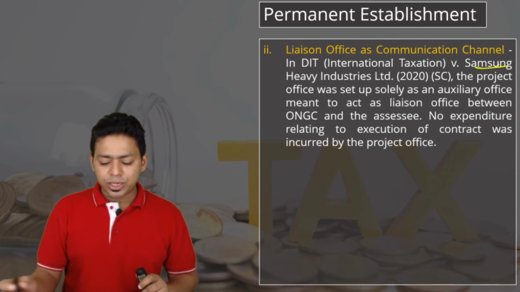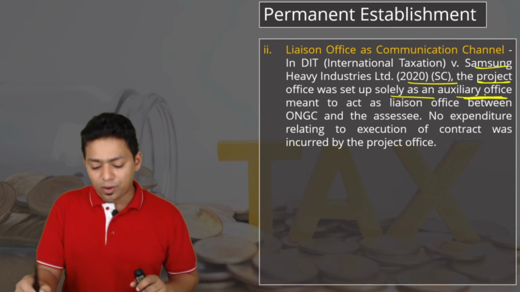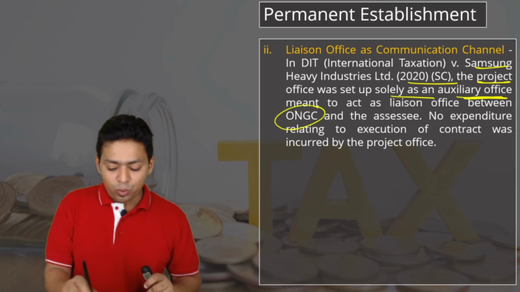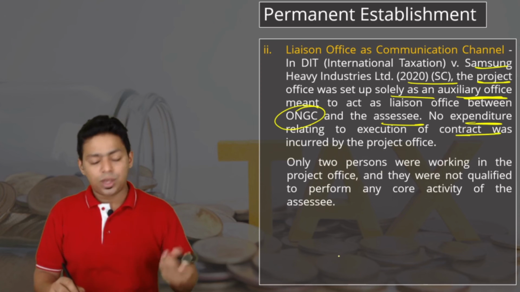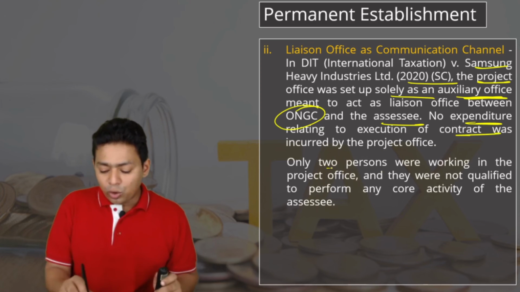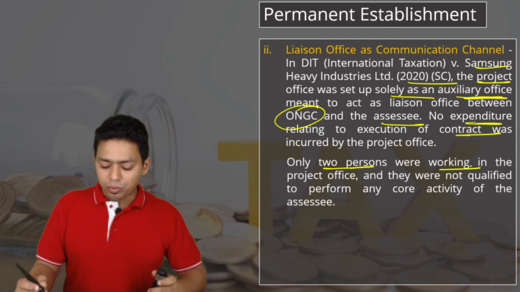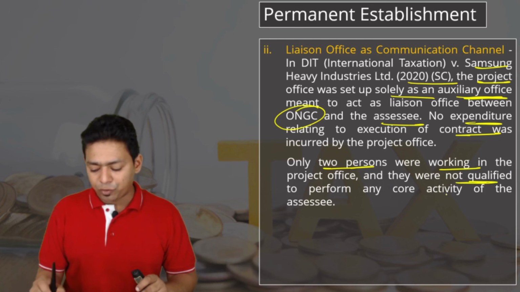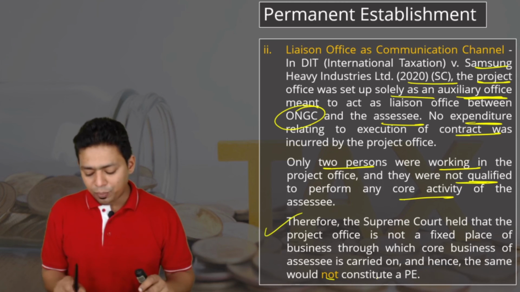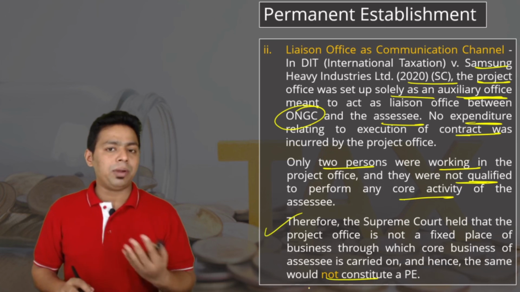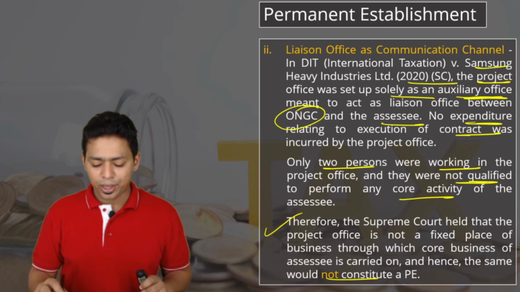One more case law, Samsung Heavy Industries Limited, 2020 Supreme Court. The project office was set up solely as an auxiliary office meant to act as a liaison office between ONGC and the assessee. No expenditure relating to execution of the contract was incurred by the project office. Only two persons, look at the company's name, Samsung, but only two persons were working in that project office, and they were not qualified to perform any core activity of the assessee. Therefore, the Supreme Court again held that this kind of liaison office is not to be considered a permanent establishment, and you cannot make the whole entity taxable in India just because they have a liaison office in India. Okay, thank you.